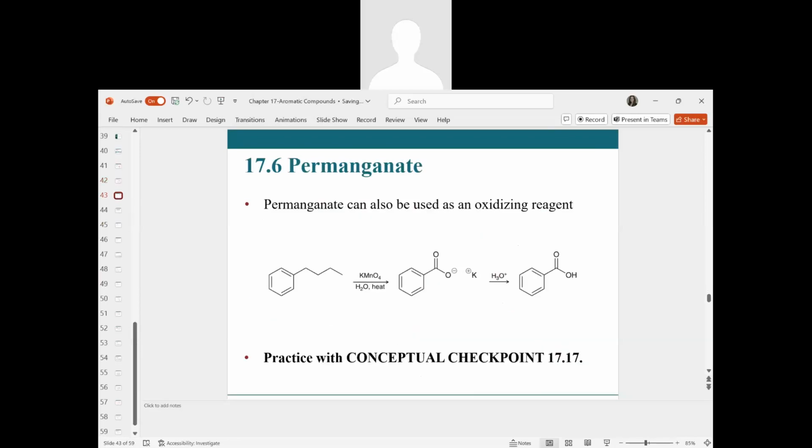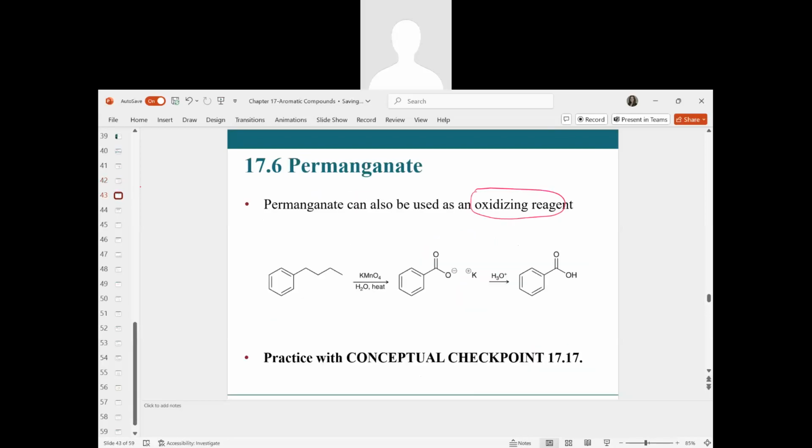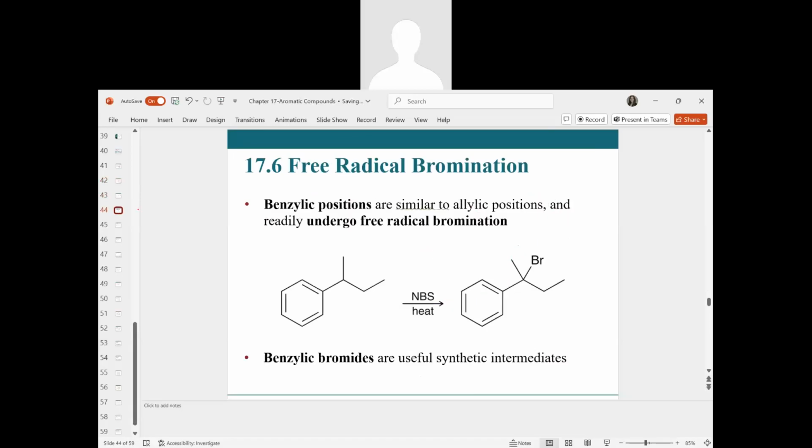We can also use permanganate as an oxidizing agent, much like we saw here with chromic acid. So permanganate, again, we can generate this benzylate salt here as an intermediate with potassium permanganate and heat in aqueous solution. And then after an acid workup in this step, we can generate that same product that we saw previously after oxidation occurs. We can also perform a free radical bromination at a benzylic position.